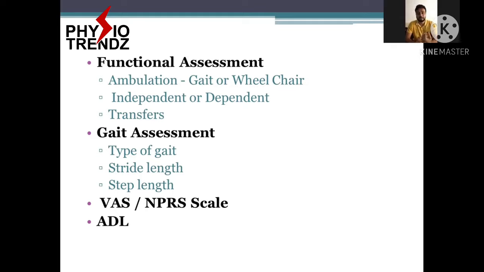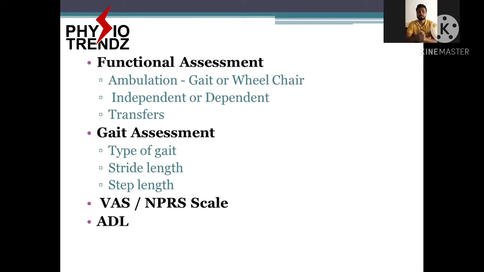In that, we take the NPRS scale, and we also have to write down the aggravating factors and relieving factors of the pain, so that we can understand which factors are giving rest or giving pain reduction to the patient. We can also include the type of pain, because sometimes the type of pain determines which particular injury will be present. If the type of pain is sharp shooting, it can be related to the nerves or tissues. If it is a pricking type of pain, again it can be relevant to neural involvement or soft tissue damage in the particular area.